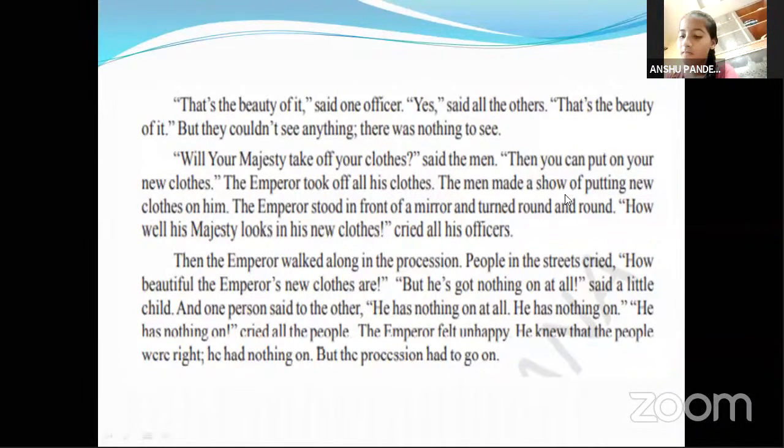Then the emperor walked along in the procession. People in the streets cried, "How beautiful the emperor's new clothes are!" "But he's got nothing on at all," said a little child. And one person said to another, "He has nothing on at all." "He has nothing on," cried all the people. The emperor felt unhappy. He knew that the people were right. He had nothing on, but the procession had to go on.